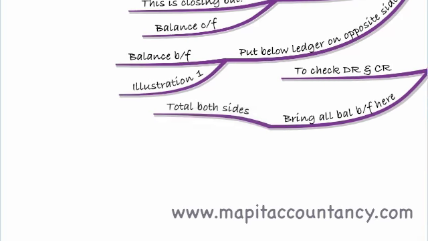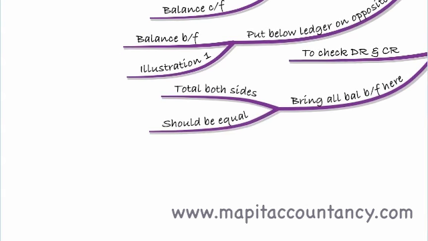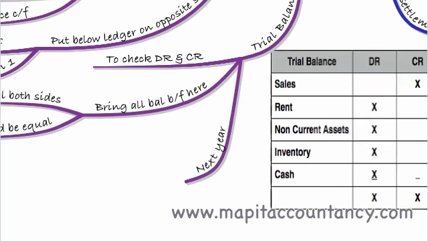And then we should be able to add up both sides and make sure that they are equal. It's a trial balance, so it should all balance. Your debits should equal your credits. So this is a chance for us to check that. And if it doesn't balance, we know that something has gone wrong, and we can go in and check to make sure what the problem is.